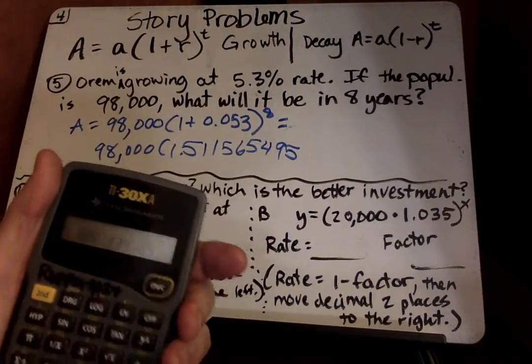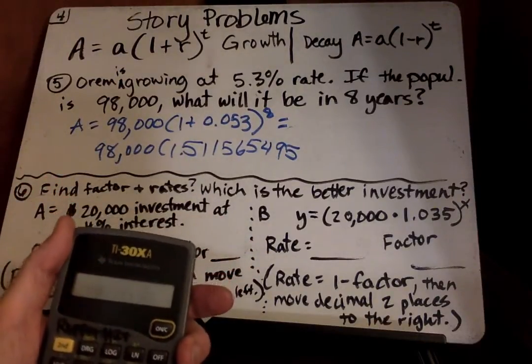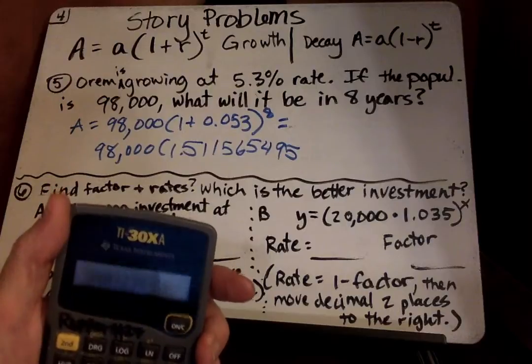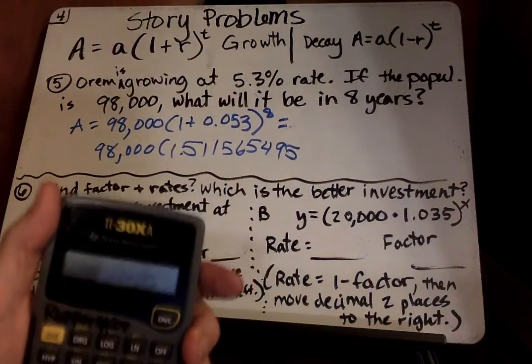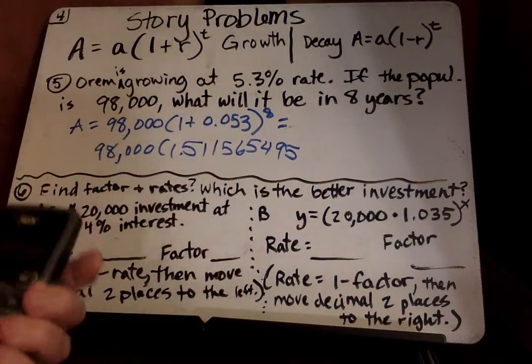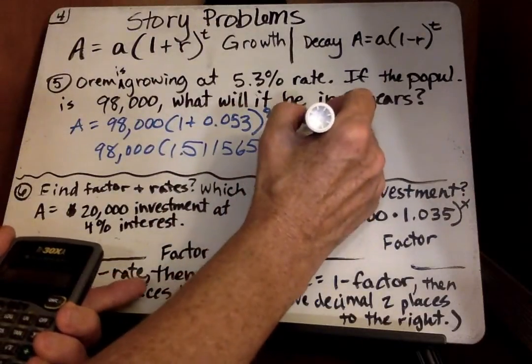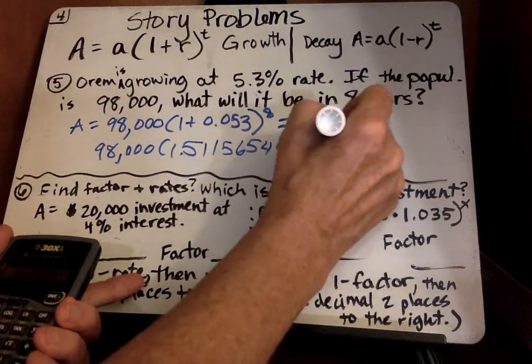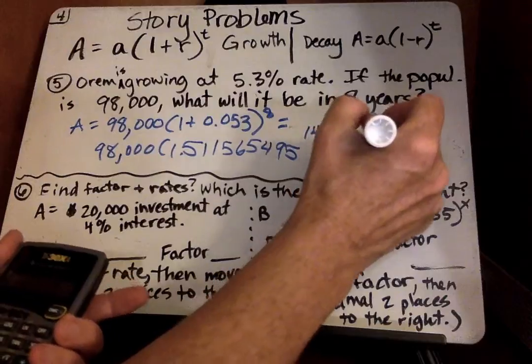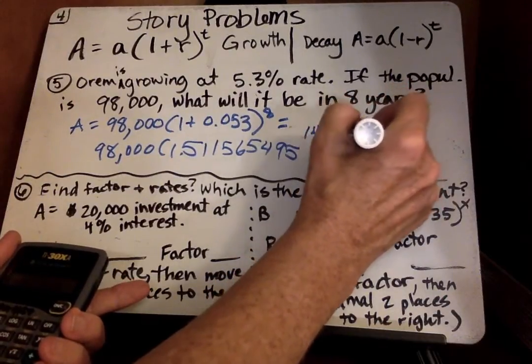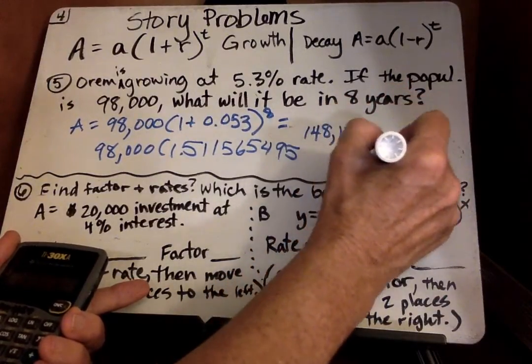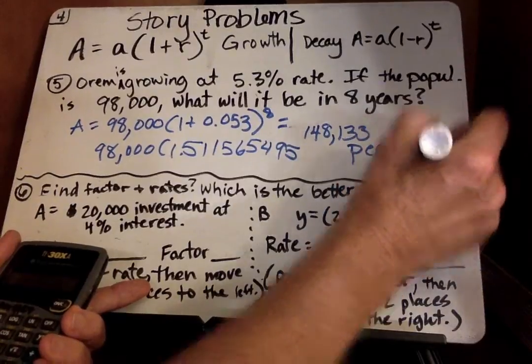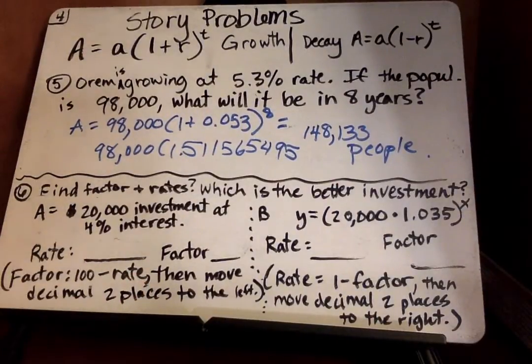So I got a big old long number with decimals. Now, since it's population, I'm going to round to the nearest whole number because you can't have half a person. So we get 148,133. And I'm going to put my units down, don't forget. And it's people. And I'm done. And if it's dollars and cents, make sure you do that. Looks like this one might be dollars and cents.